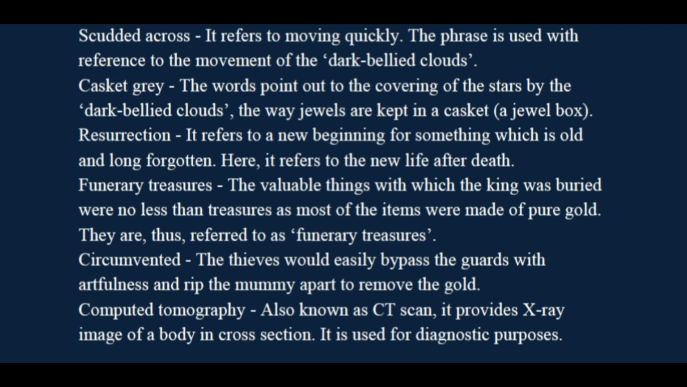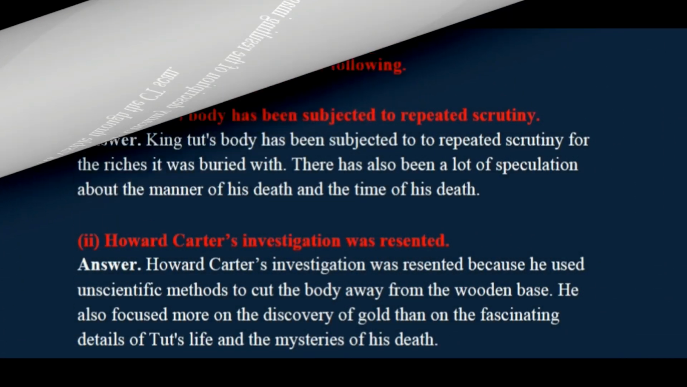Circumvented, the thieves would easily bypass the guards with artfulness and rip the mummy apart to remove the gold. Computed tomography, also known as CT scan, provides an X-ray image of a body in cross-section. It is used for diagnostic purposes. Eerie detail, a canny description of the resulting image of the head of Tut visible through the CT scan.